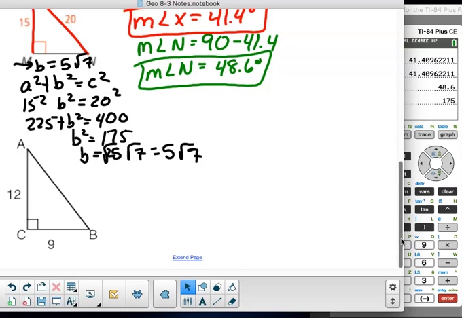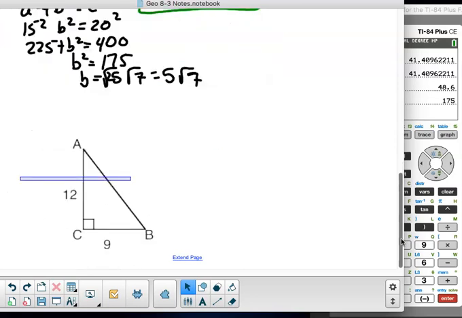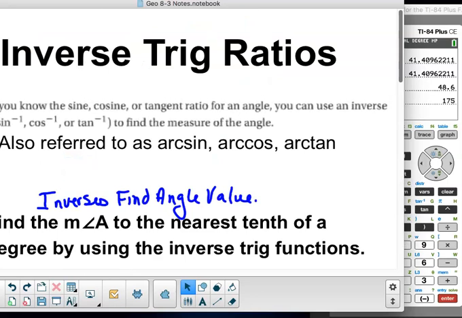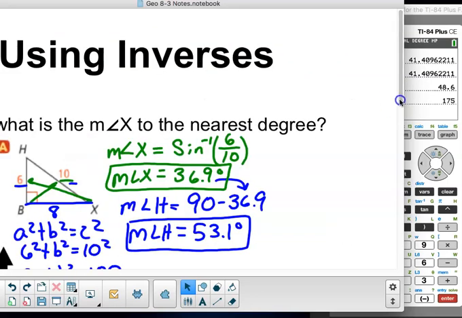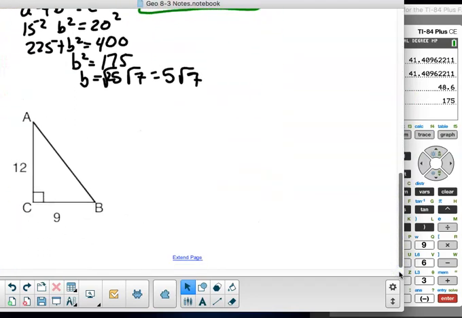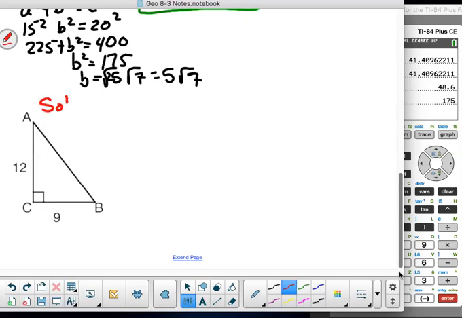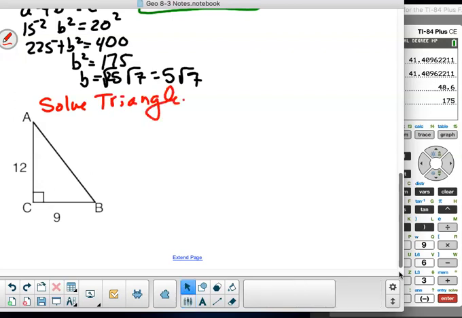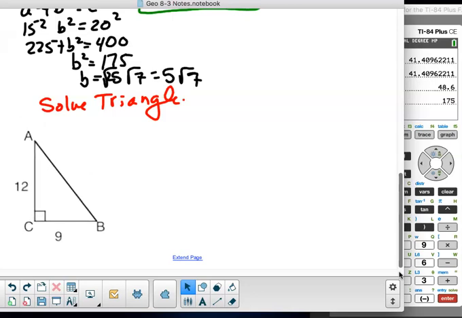Go ahead. Okay, welcome back. I'm just going to fix this up a little bit and slide this down. Now, keep in mind, I'm still finding my angles. Before we were finding x, and now I've got a, b, and c. We are going to solve this triangle. I didn't give you those directions earlier, but this is what it's called: solve the triangle.